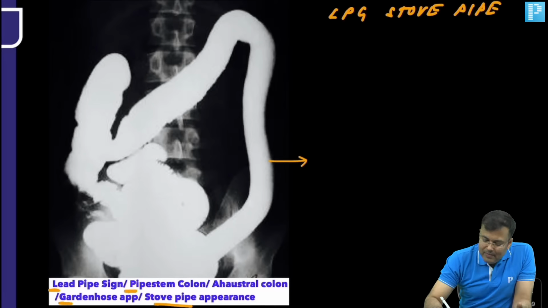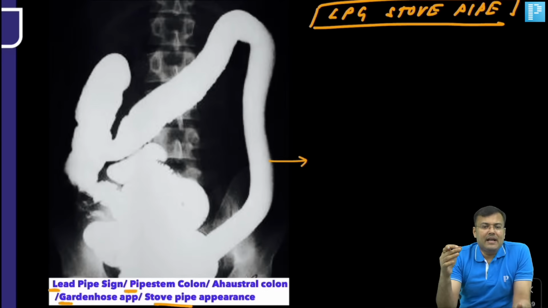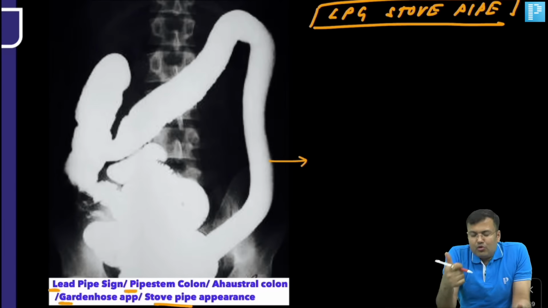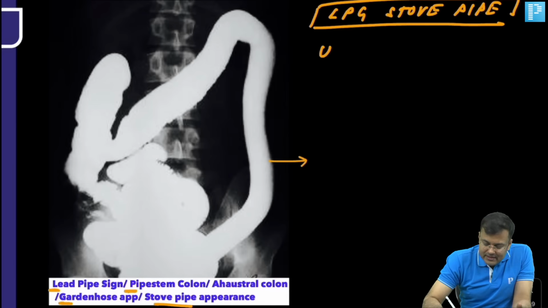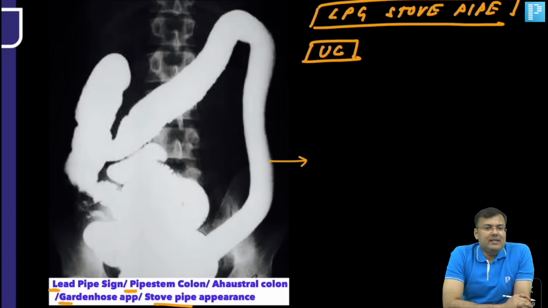LPG stovepipe is the mnemonic. L is lead pipe sign, P is pipe stem, G is garden hose appearance, stovepipe, that is stovepipe appearance. Got it? And all of you know it is typically seen in which condition? Ulcerative colitis. So, guys, it is typically seen in ulcerative colitis and this was asked multiple times in exam. Clear? So, Crohn's disease, ulcerative colitis.